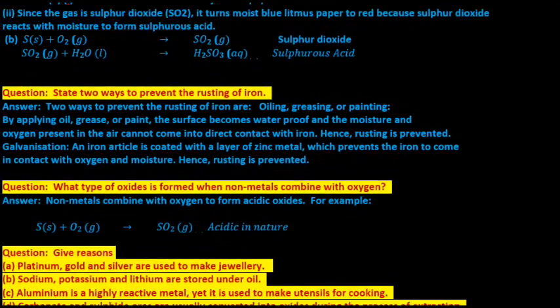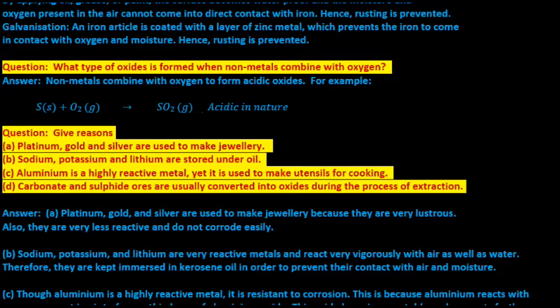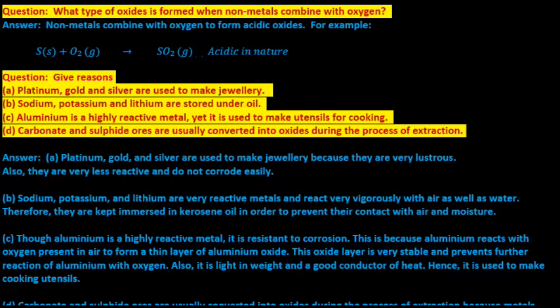Next question. What type of oxides is formed when a non-metal combines with oxygen? Non-metals combine with oxygen to form acidic oxides. For example, S plus O2 gives SO2, acidic in nature.